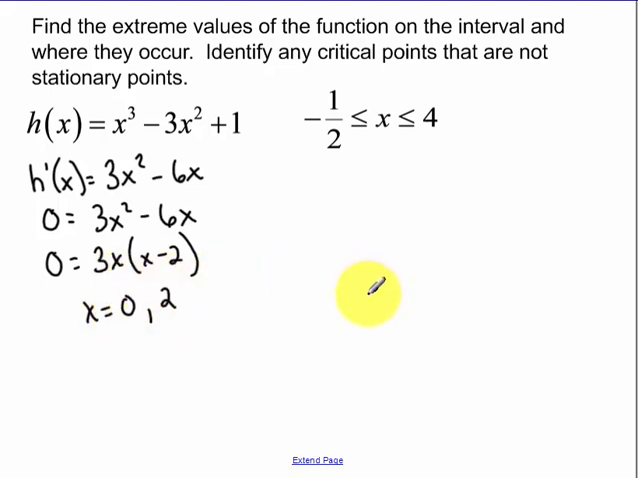So now we need to figure out at these critical points or the endpoints which is the highest value and which one is the lowest value. So you actually evaluate the function at the endpoints and any of the critical points.